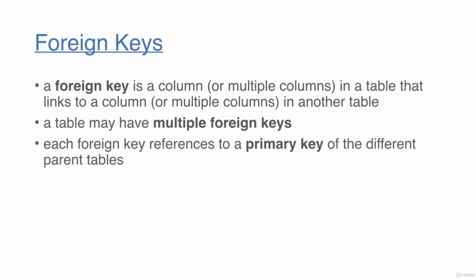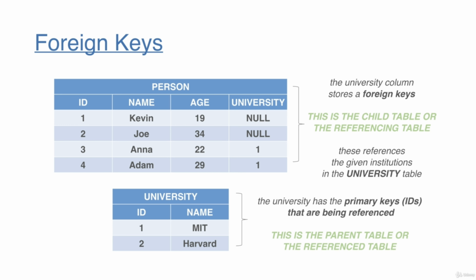So first of all, let's talk about what is a foreign key. A foreign key is a column or multiple columns in a table that links to a column or multiple columns in another table. So basically, we can connect two tables with the help of foreign keys. Okay, a table may have multiple foreign keys, and every single foreign key references a primary key of the different parent tables. So what does it mean exactly?